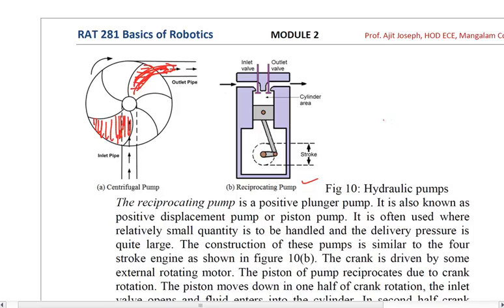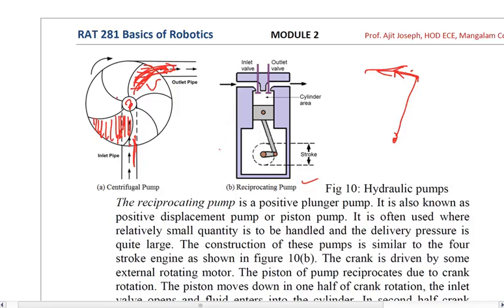What is the meaning of centrifugal action? When you try to rotate something from the center, the force will always be tangential to it. That is the centrifugal force. That centrifugal force is used to push the oil outside. Once the oil has gone outside, it becomes a vacuum here, and that vacuum again comes here and the oil gets filled again. So as this is rotating, you have this centrifugal pump pumping oil.